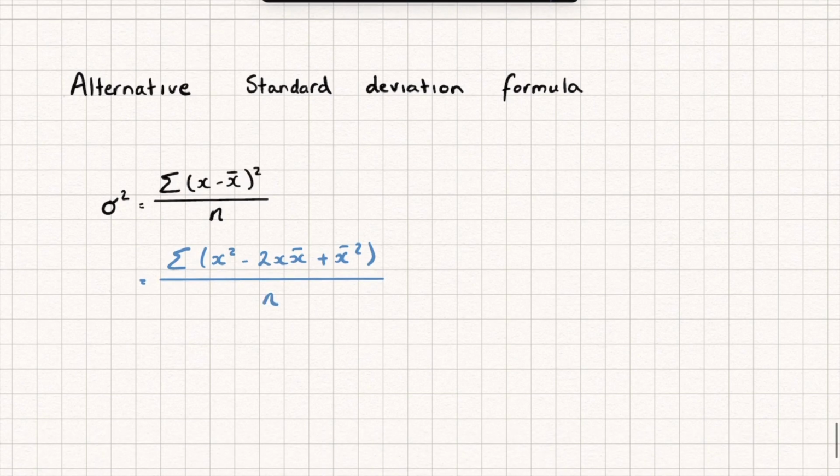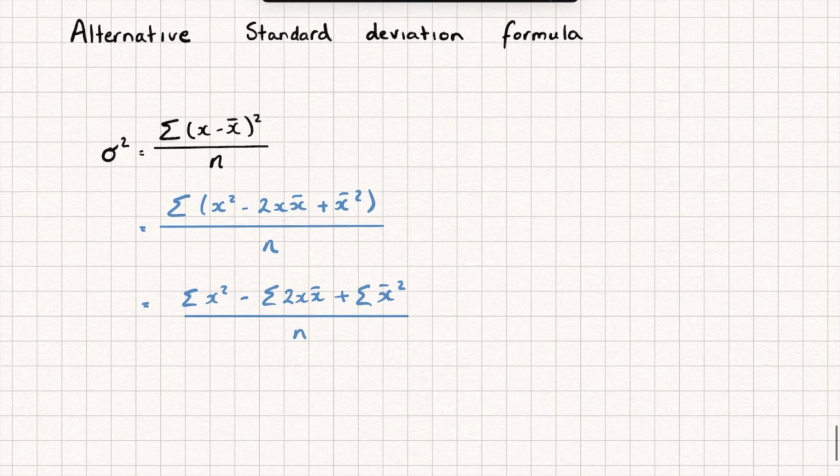Okay. Now we're going to split up the numerator, and the way we do this is by, well, if we have the sum of multiple things added together, exactly like we do here, well, we can split it up into the sum of x squareds minus the sum of 2 lots of x times the mean, and so on. So let's split it up like that. So now I've got the sum of x squareds minus the sum of 2 lots of x times the mean plus the sum of x bar squared, all divided by n.